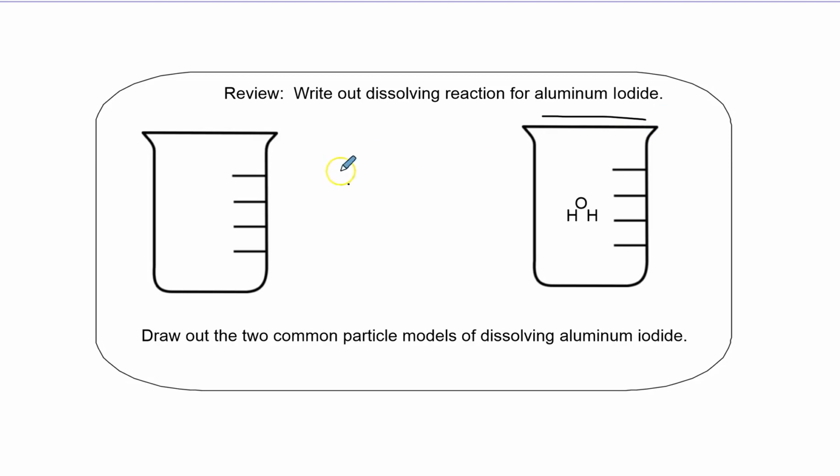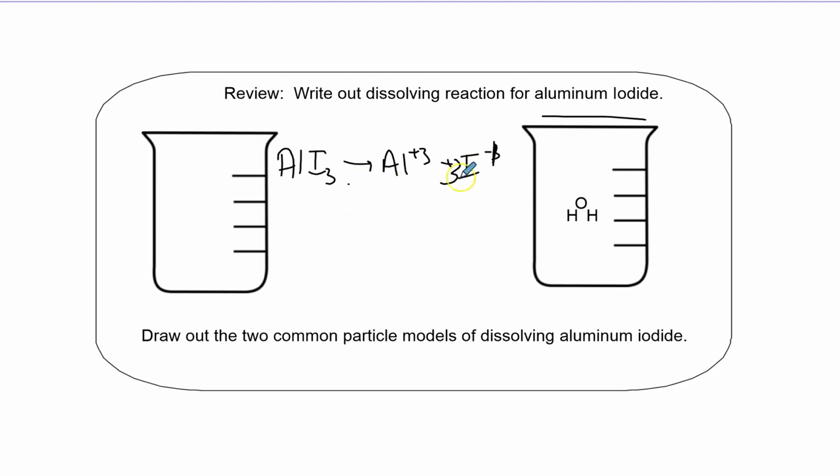So another example, okay, we're looking to write out a dissolving equation of aluminum iodide. We've already done this sort of stuff, but AlI3 dissolves to form Al 3+ plus 3 I-. Go ahead and balance this right away, and there you go.